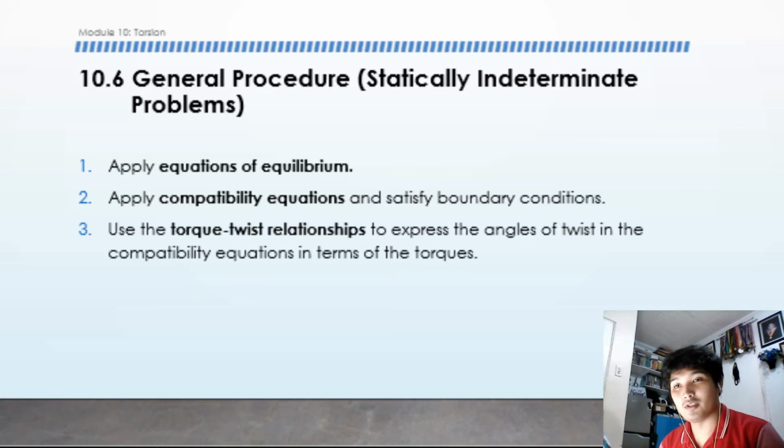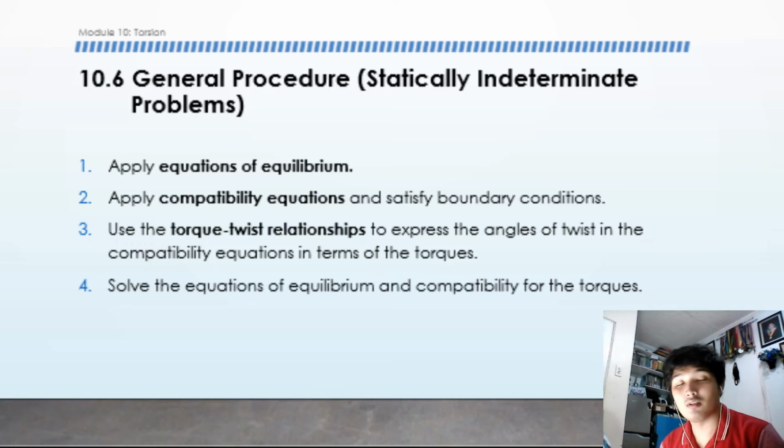Okay, and then after nun, use the torque twist relationship to express the angle of twist in the compatibility equation in terms of torque. Okay, so pag na-relate mo na yung mga angles, di ba alam natin yung angle of twist, pwede mo siyang i-rewrite in terms of torque using yung TL over JG. So magiging in terms of torque yung mga formula. So meron ka na ngayon additional formula, therefore ready na tayong masolve yung mga unknowns natin. Okay? Anyways, further discuss natin siya kapag nandun na tayo sa topic ng statically indeterminate problems. Okay?